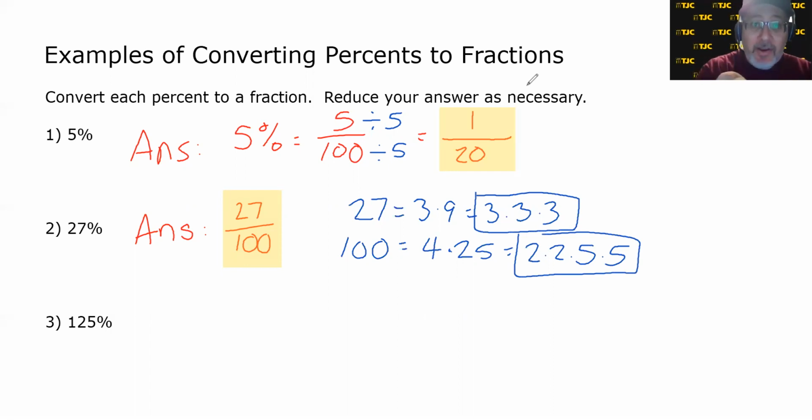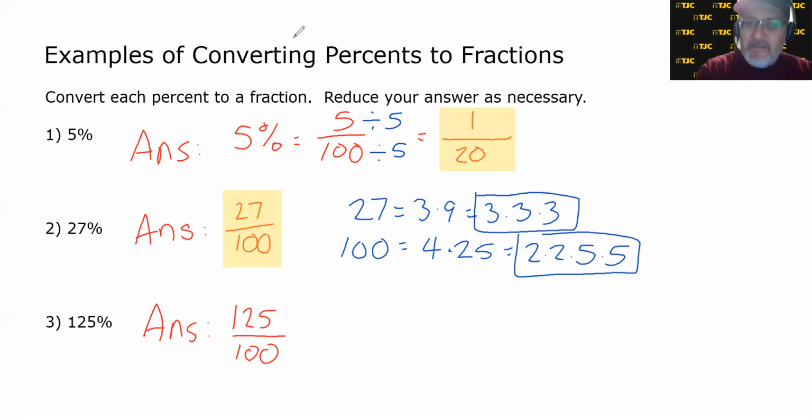And let's try the last one. 125%. And you may be thinking, how can a percent be greater than 100? Well, there are contexts in which it's okay to have a percentage over 100. But in this case, 125% would be 125 over 100. And it should be pretty evident that I can reduce both of these by 25, or at least by 5.